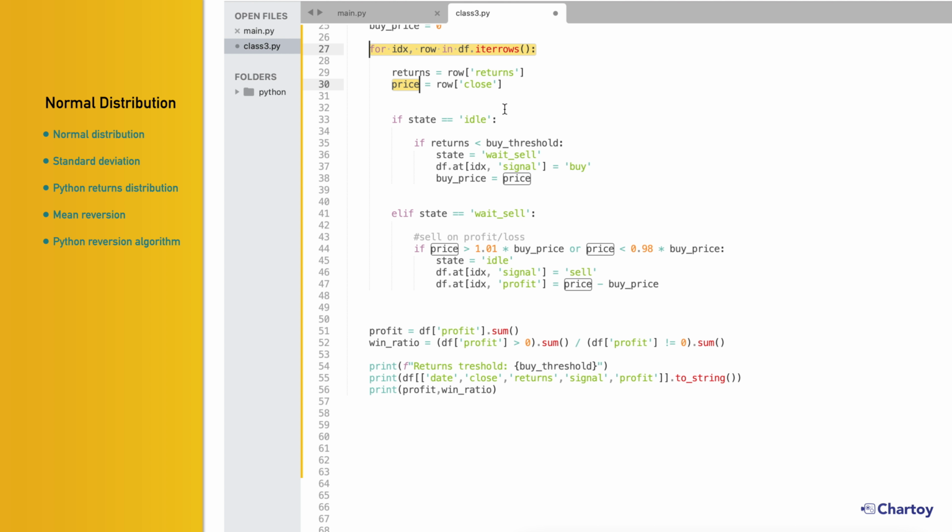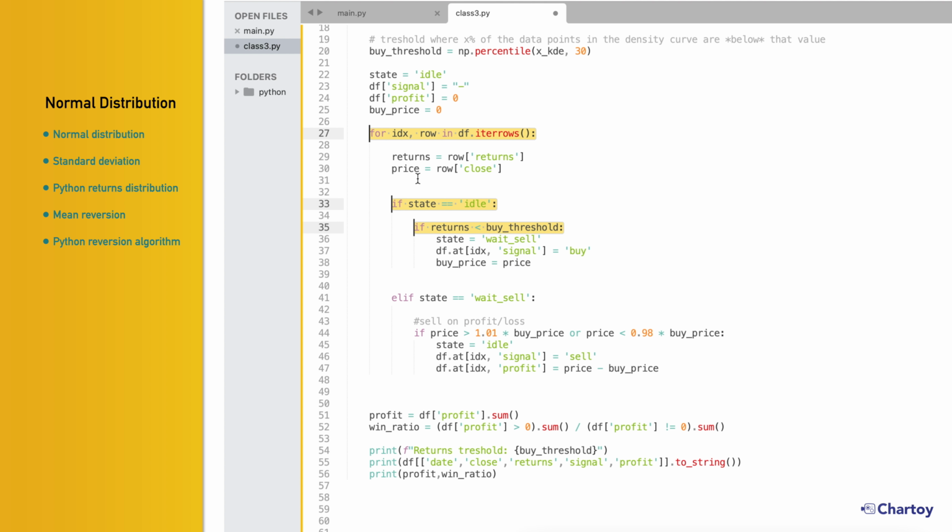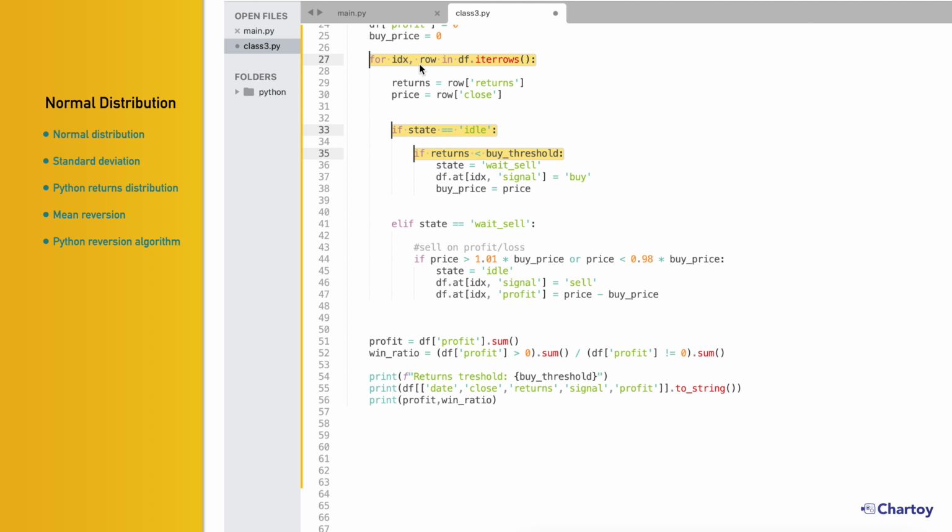So as we said, every iteration of this for loop could be in one of the two states that we defined. We could be in the first state, which is idle, where we wait for something to happen to buy the stock. And the second state is wait to sell. After we buy, we are waiting to sell. So now every iteration, we are jumping directly to the idle state. And in this state, we're just waiting for the stock returns to be smaller than our threshold. Remember, we defined a threshold. So we are waiting for the row or the day where the stock returns are smaller than this threshold.